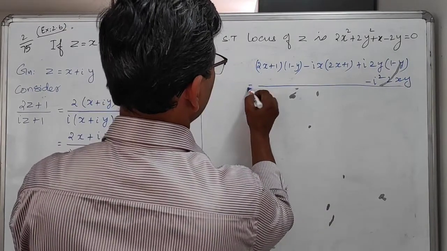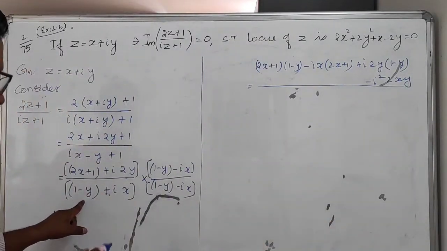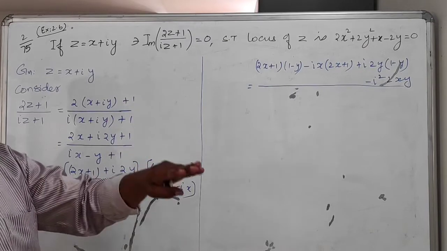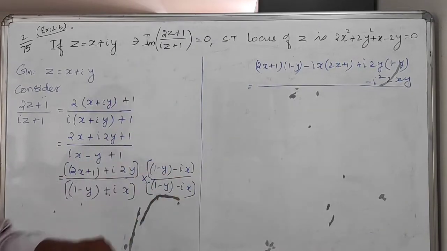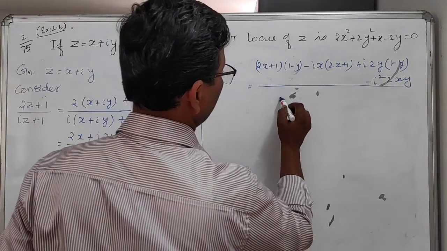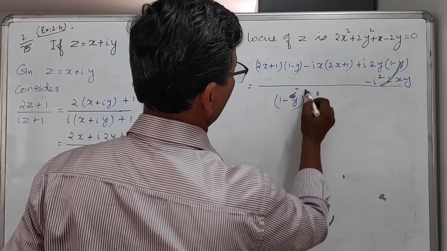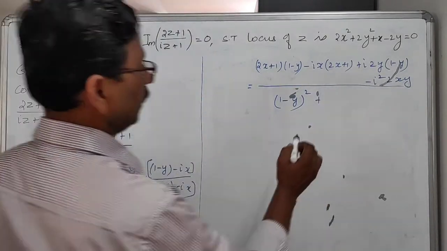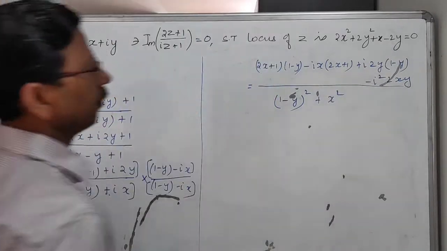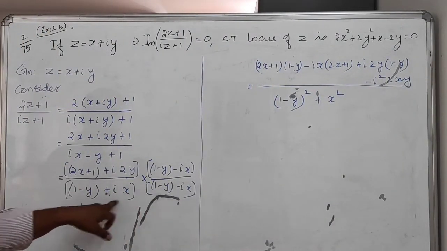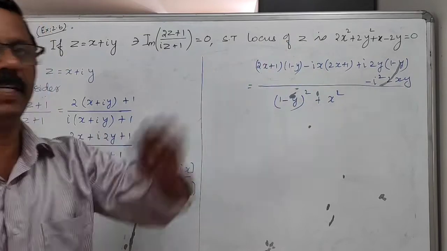by this, which is z into z bar. Z into z bar equal to what? Real part square plus imaginary part square. You can write 1 minus y the whole square plus imaginary part is x, so x square. Okay, this we have already seen. Z into z bar is equal to real part square plus imaginary part square.